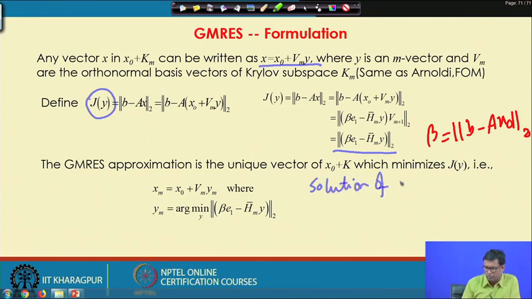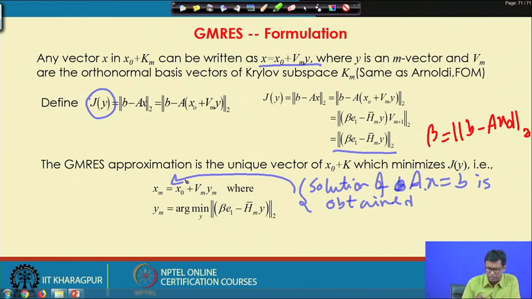The solution of b minus A x is equal to b is obtained, and this solution is nothing but this x m, where this particular value of y m comes from the minimization of beta e 1 minus H m bar y. That is the GMRES statement, or GMRES approximation, for solving A x is equal to b.